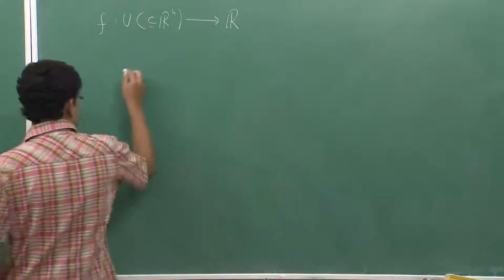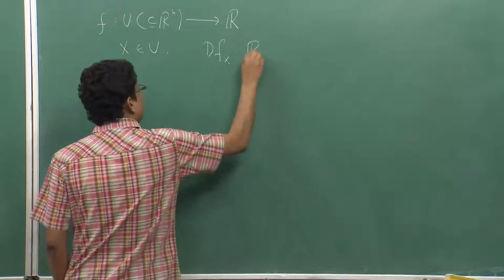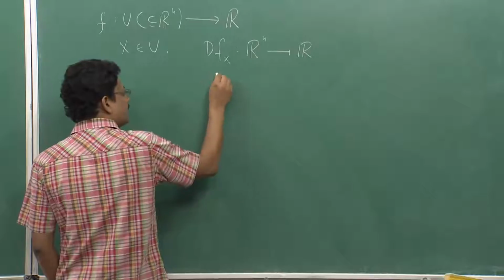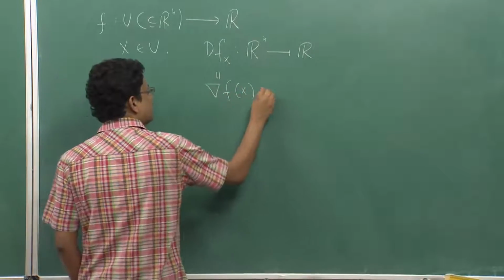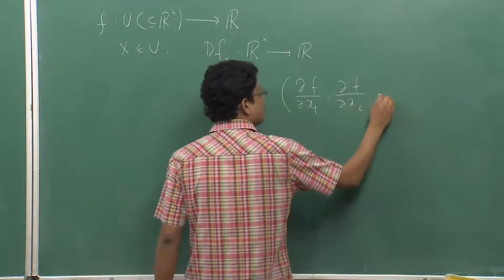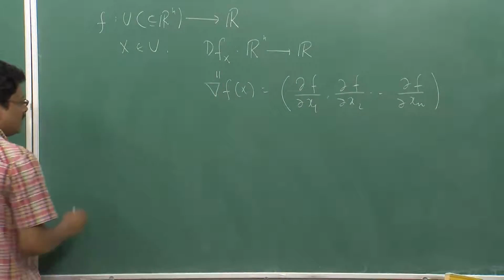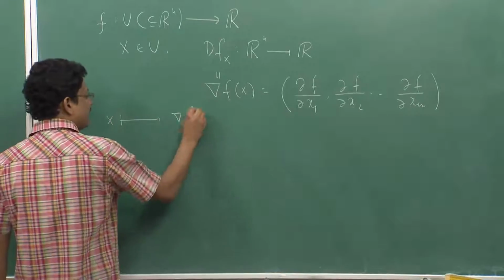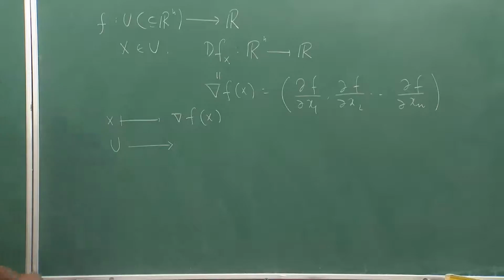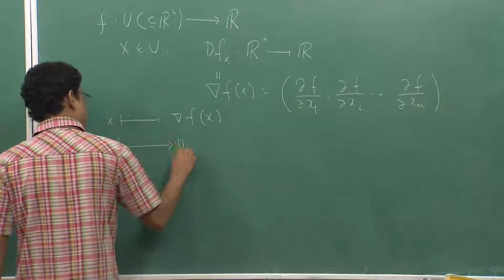But now this dfx for x in U is a linear map from Rn to R. So, this is a row vector which we have written with the fixed notation grad f at x, which is del f del x1, del f del x2, and so on up to del f del xn. This is the reserved notation for grad. So, you see now x going to grad f at x is a map from U, which is in Rn, to Rn again.